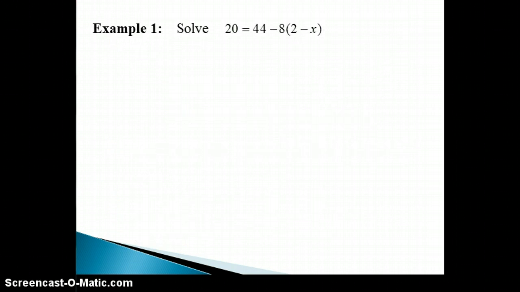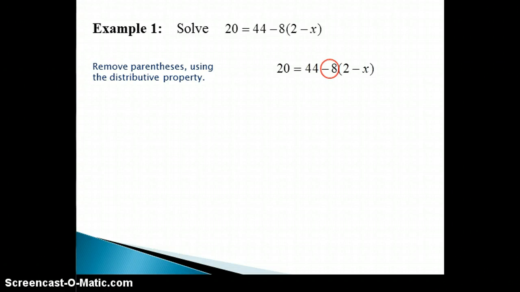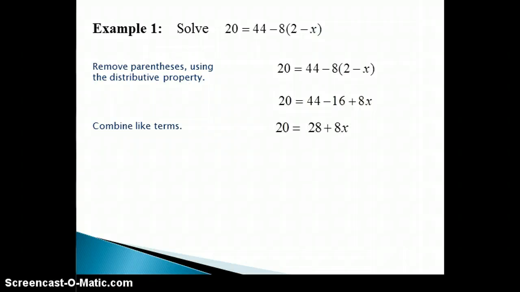In this first example, notice that we have parentheses on the right side of the equation. So our first step will be to use the distributive property to get rid of the parentheses. We have a -8 that needs to be distributed. -8 times 2 is -16, and -8 times -x is +8x. Now we have like terms to combine, which leaves us with 20 equals 28 plus 8x.